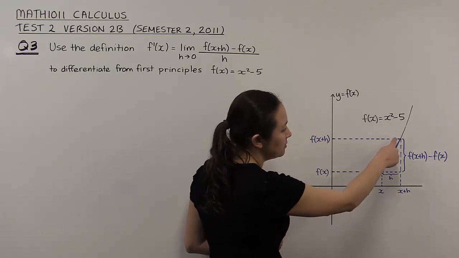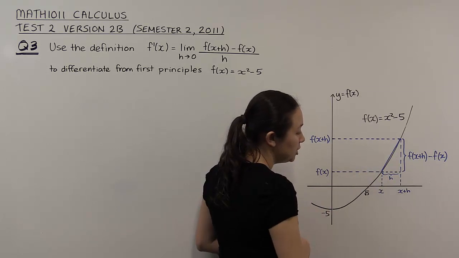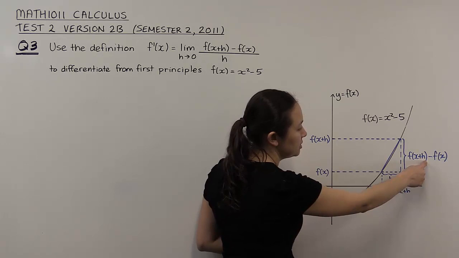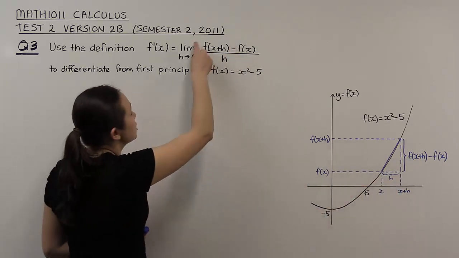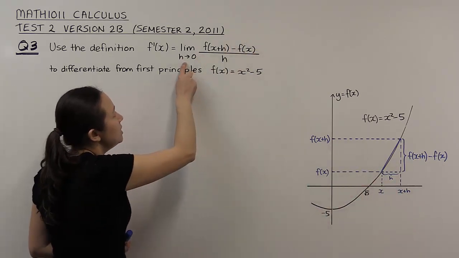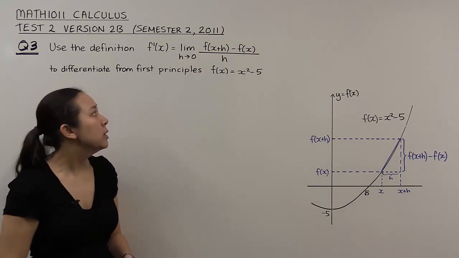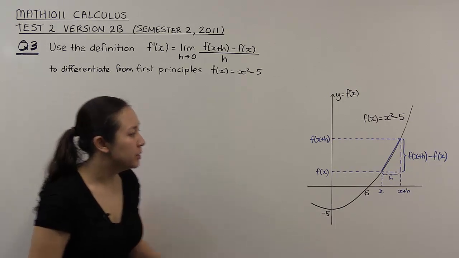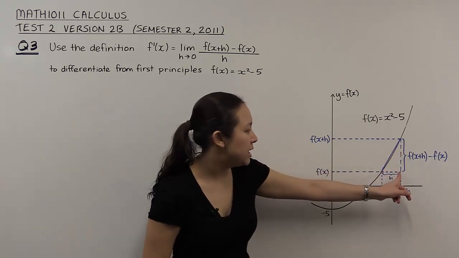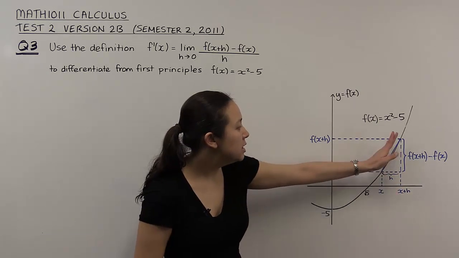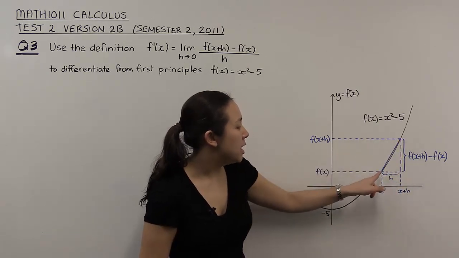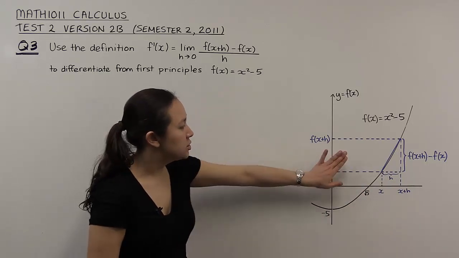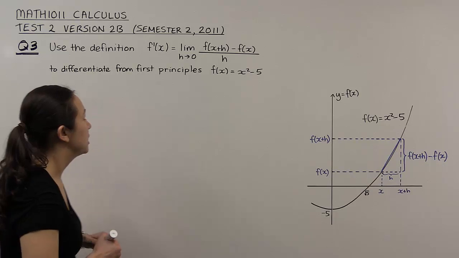So the gradient of this chord, or the average rate of change from x to x plus h, is f of x plus h minus f of x divided by h, this expression here. And when we take the limit as h approaches 0, we're finding the instantaneous rate of change, or the slope of the tangent at x. When h gets smaller and smaller, the slope of this chord becomes the slope of the tangent at x. So this is just to remind you where this formula comes from.